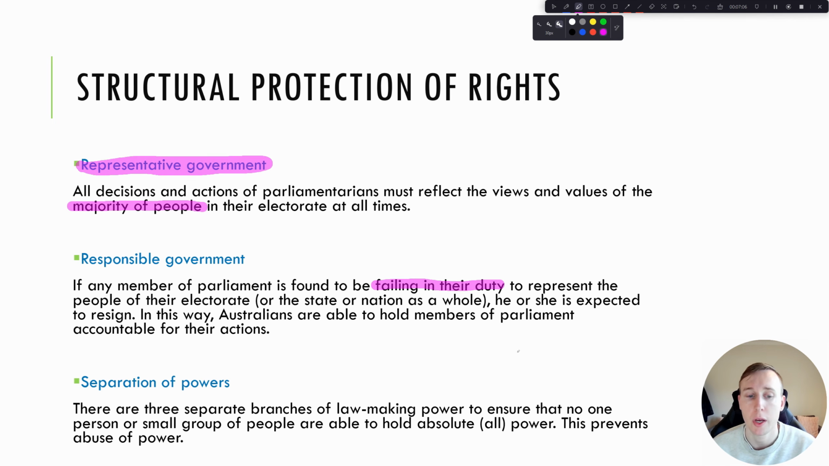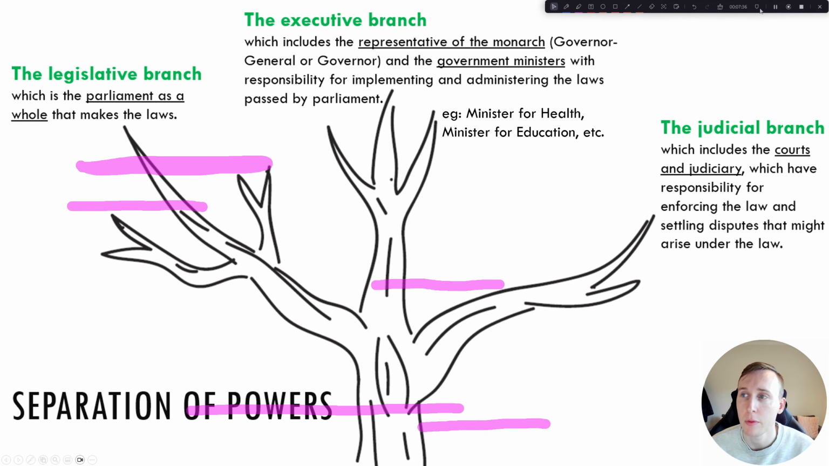So in Australia, we have three separate branches of lawmaking power. The big reason we do that is because we don't want someone having what's known as absolute or all of the power. Because if someone controls every single aspect, so how the laws are made, administered, and how they're resolved, this can lead to a lot of abuse of power. So it's just a structure we have in the Constitution to make sure power is split evenly. This diagram is probably the best way to explain it for you.